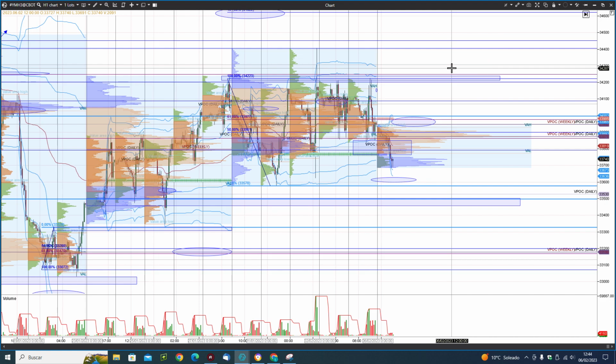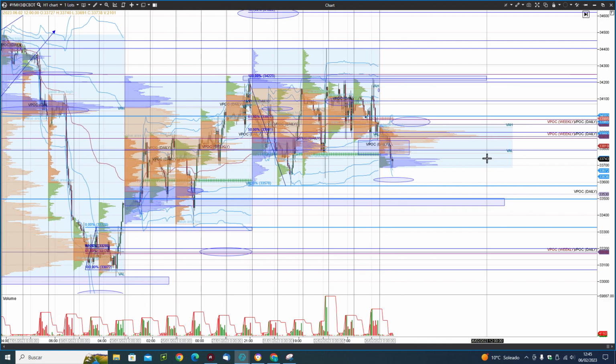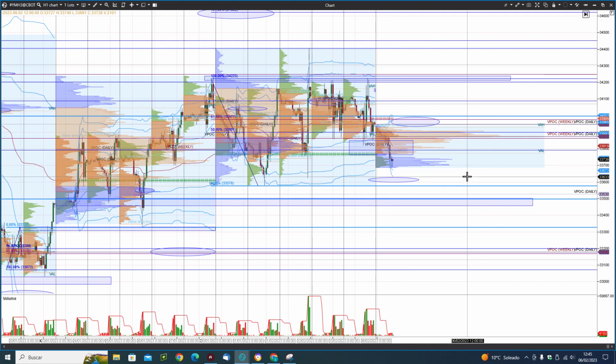Today is February 6th, and let's start with Dow Jones. Well, Dow Jones, the price has broken the value area low of last week, and the first target was really the final of VWAP line, and now the price is recovering. So what are the targets for today?